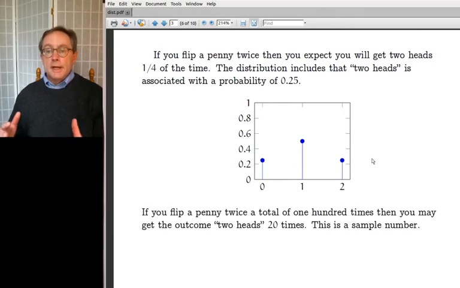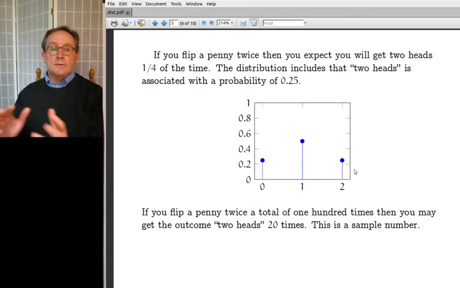If you flip a penny twice, and you go out and repeat that experiment 100 times, you may very well get the outcome of 2 heads not 25 out of the 100 times. Instead, you get it 20 times. That's the difference between what you expect and what you actually observe. What you expect is in some sense the theoretical value, the distribution. What you actually observe is the sample, and samples vary from what you expect. You don't think they'll vary a whole lot from what you expect, but you think they'll vary somewhat from what you expect.